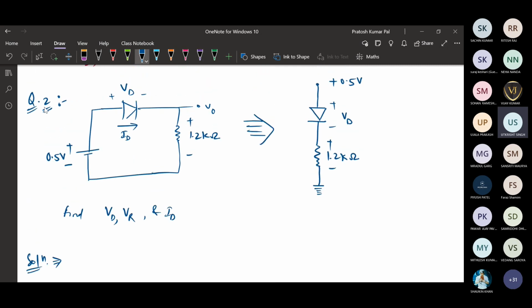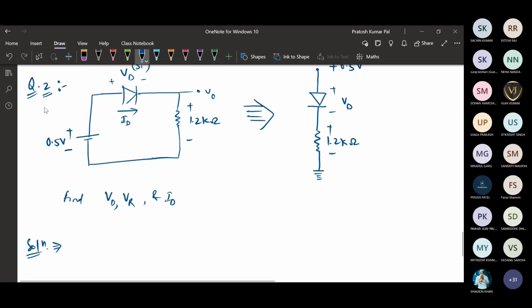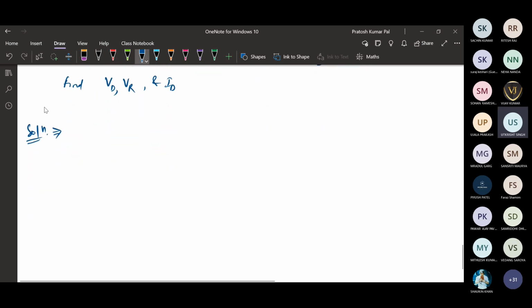By seeing this circuit, can anyone tell whether the diode is in forward bias or reverse bias? If this is a practical silicon diode, yes, forward bias. Any other? Will it be forward bias or reverse bias? Okay, no problem. I have got the response that it will be forward bias.